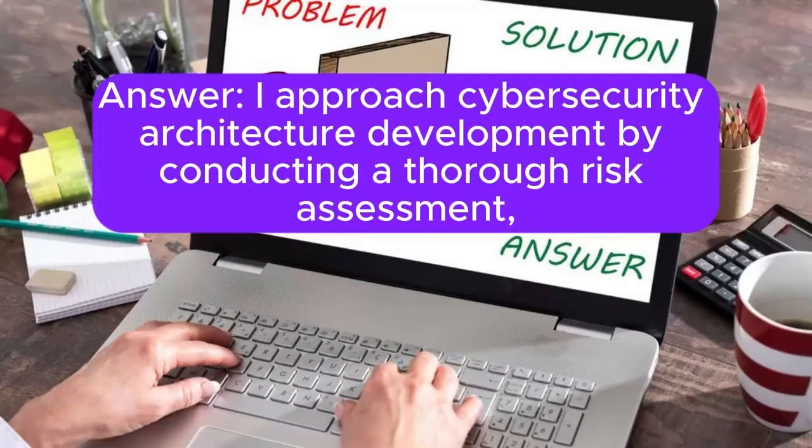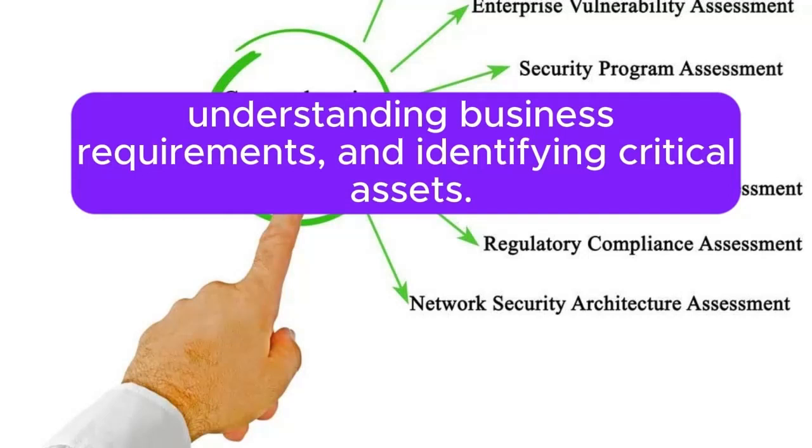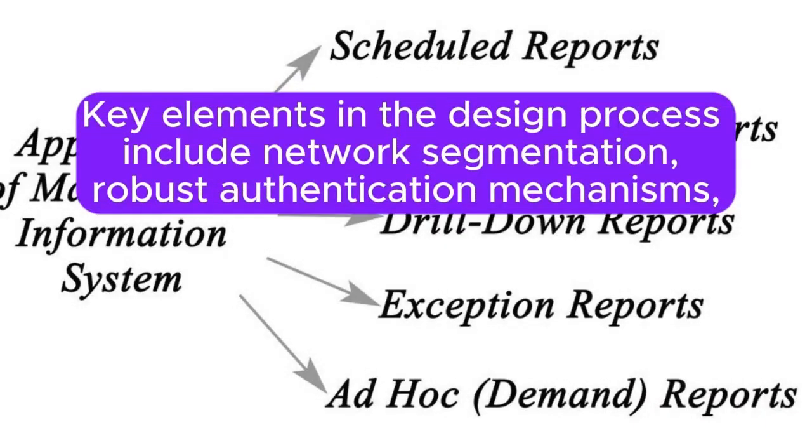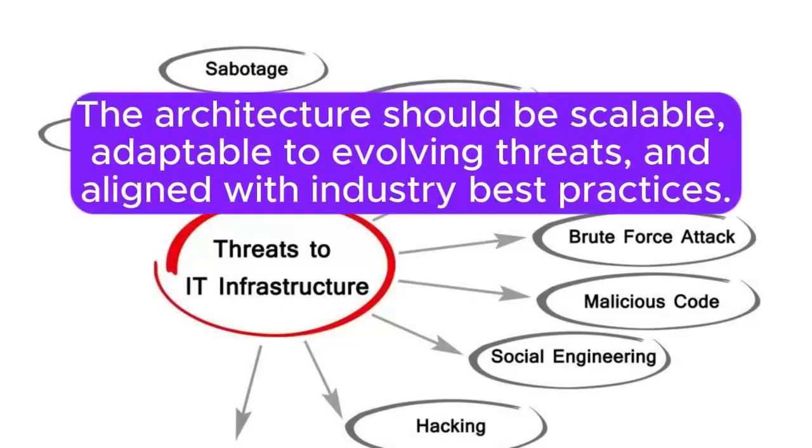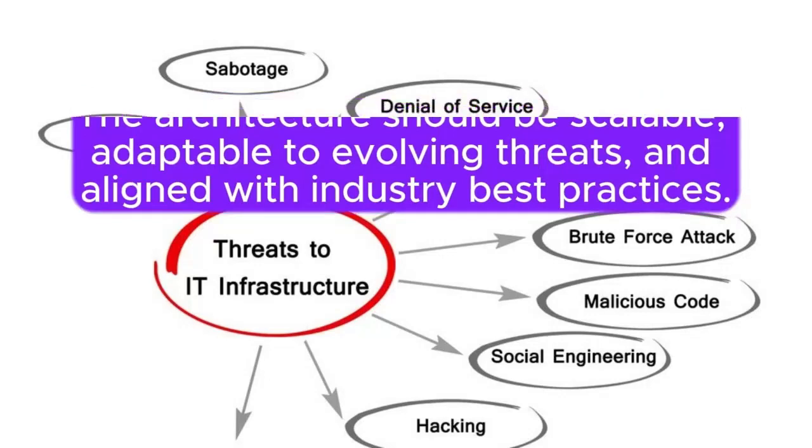Answer. I approach cybersecurity architecture development by conducting a thorough risk assessment, understanding business requirements, and identifying critical assets. Key elements in the design process include network segmentation, robust authentication mechanisms, encryption protocols, intrusion detection and prevention systems, and secure configurations. The architecture should be scalable, adaptable to evolving threats, and aligned with industry best practices.